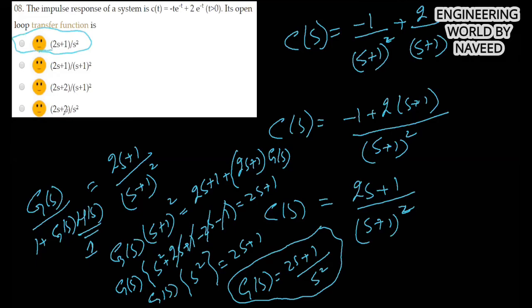Okay, next MCQ is: a certain control system has input u(t) and output c(t). If the input is first passed through a block having transfer function e to the power minus s, and unity gain is applied to the system, the modified output will be. So let's suppose that this F(s) is the block gain.